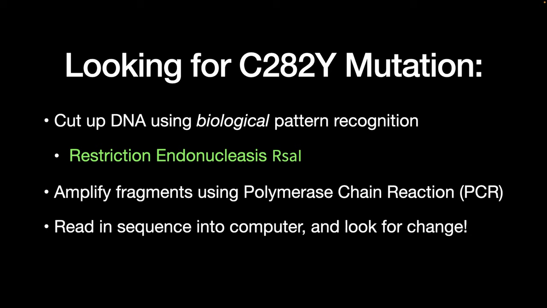But to detect it early, we have to find this particular mutation. This is the C282Y mutation. And our strategy for finding this mutation in a real person's DNA, we're going to cut up their DNA using biological pattern recognition. So there'll be some enzyme that we apply to a sample of their DNA. This is called restriction endonuclease. And we will cut up their DNA into little fragments, amplify those fragments using the PCR process that all of you have now heard of thanks to our wonderful pandemic these past 2 years. And then you read in the sequence and we see if we can detect this abnormality in the DNA.